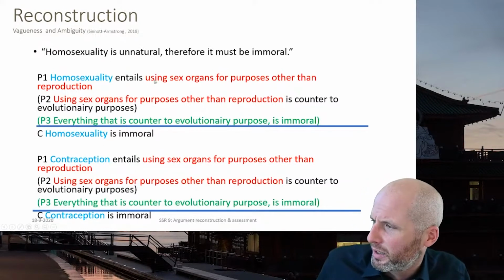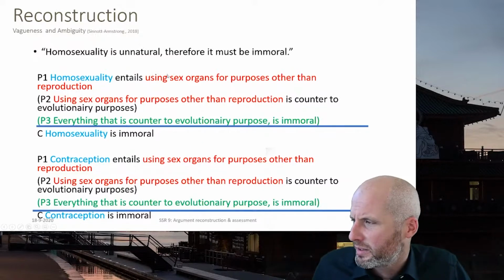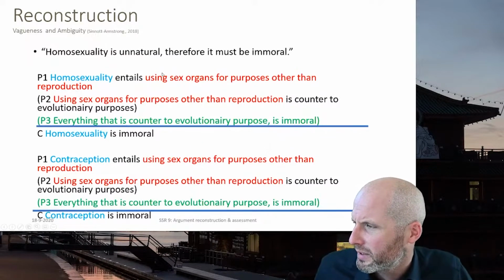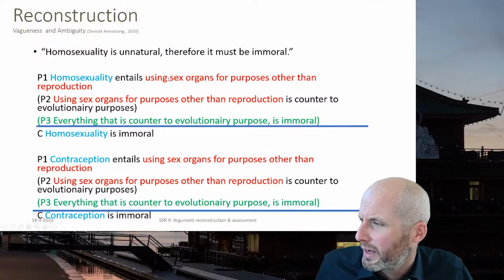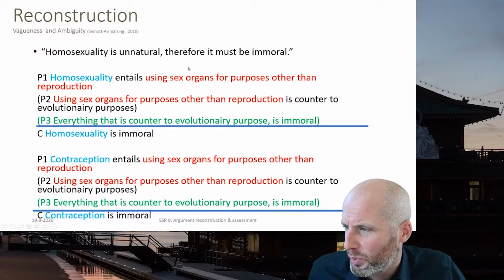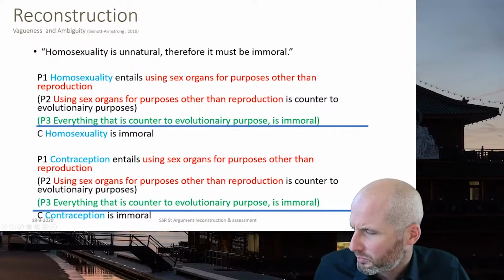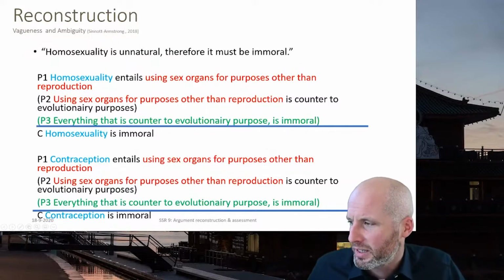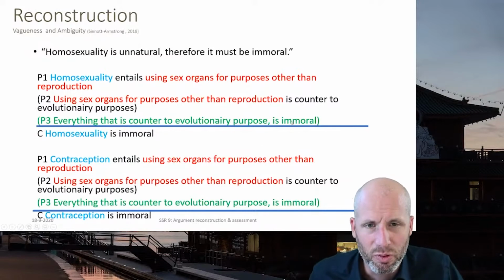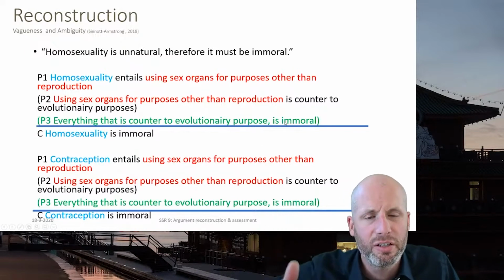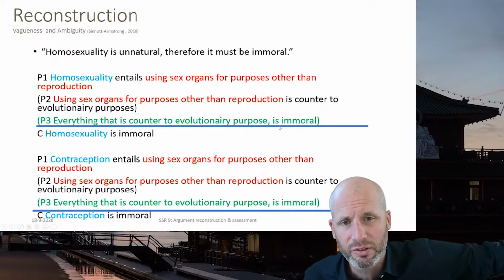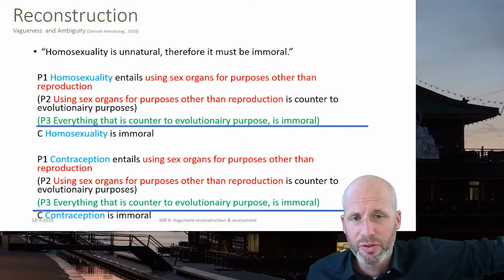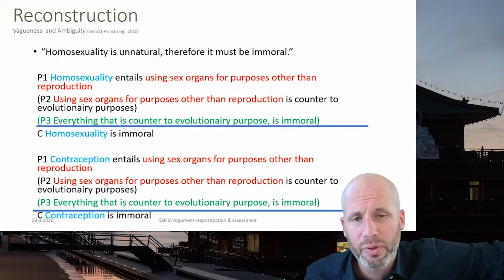We could say that something that's unnatural means, in this case, specifically that you're using your sex organs for purposes other than reproduction, which is counter to evolutionary purposes, and everything that is counter to evolutionary purposes is immoral, right? So I've included an additional assumption. You're doing something that goes counter to evolutionary purpose, and if you're doing something that goes counter to evolutionary purpose, you're being immoral.